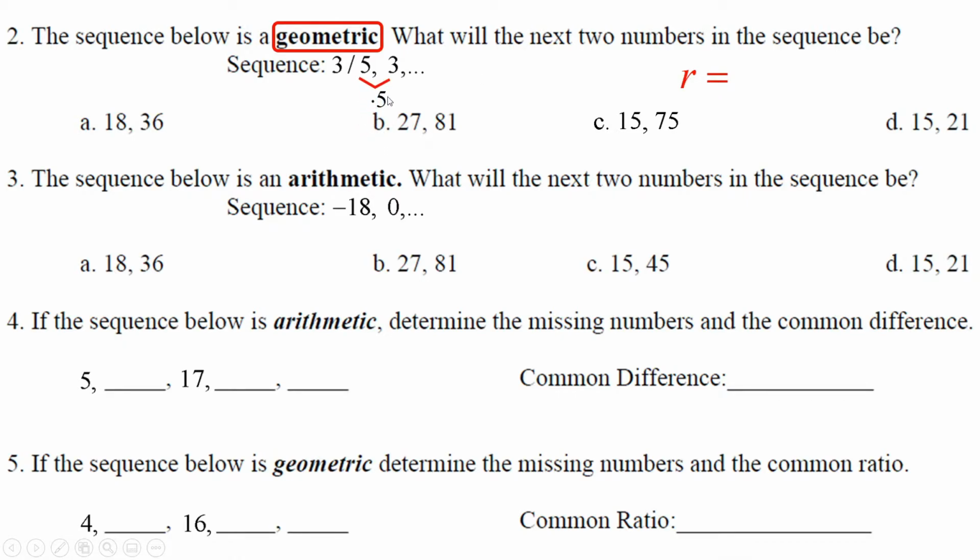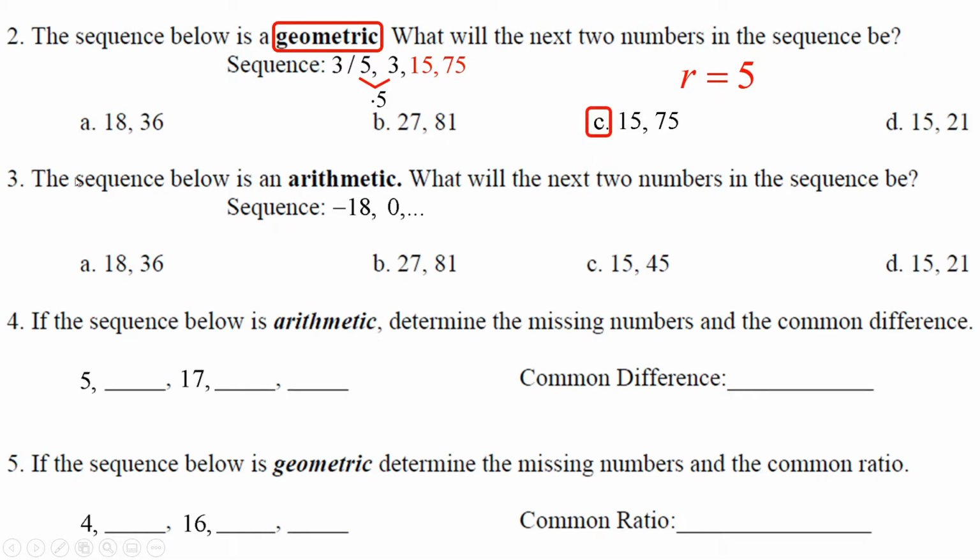Yeah, because if you did that multiplication, the 5s would just cancel and leave the 3. So the common ratio is 5. And now I need to use that to select the correct answer, A, B, C, or D. So let's get our next term, 3 times 5, 15. 15 times 5 would be 5 times 10, that's a 75. So the answer is C.